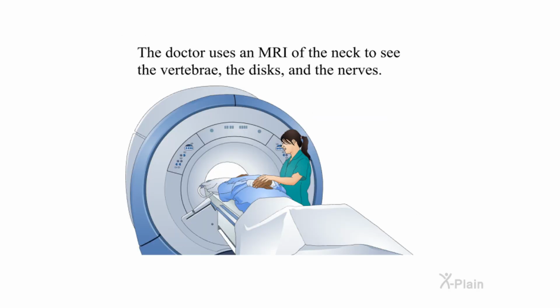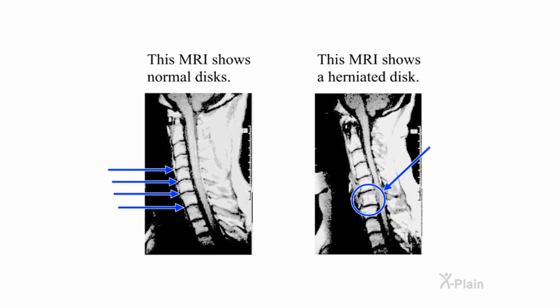The doctor uses an MRI of the neck to see the vertebrae, the discs, and the nerves. This MRI shows normal discs. This MRI shows a herniated disc.